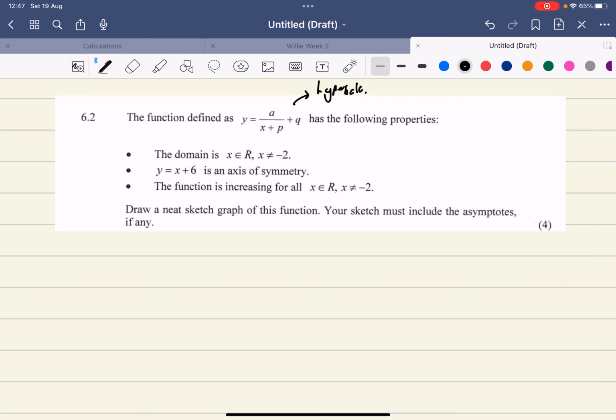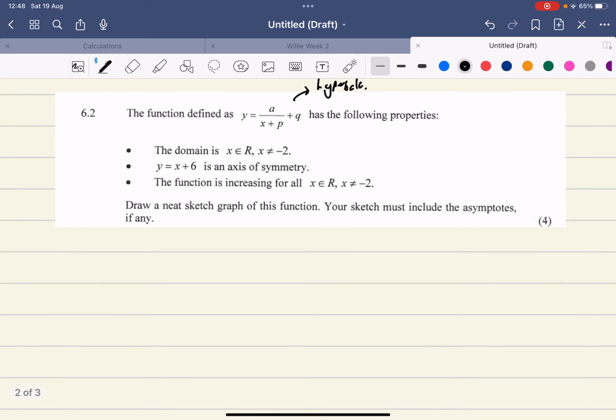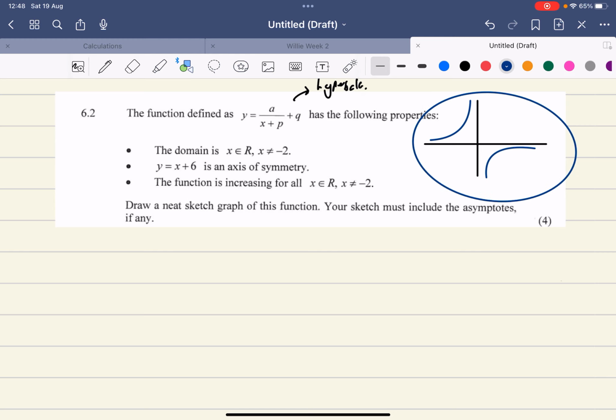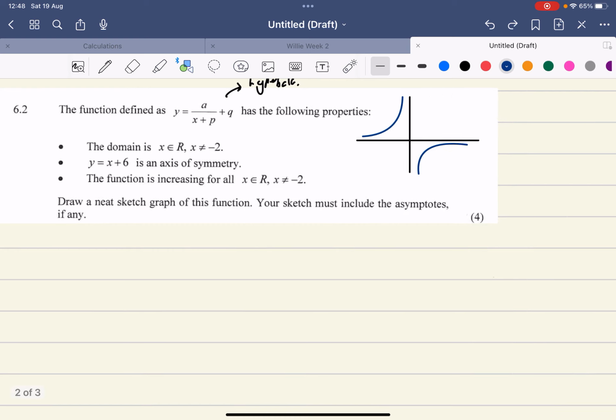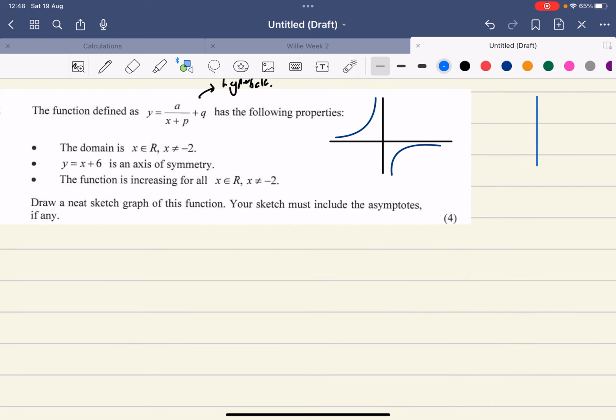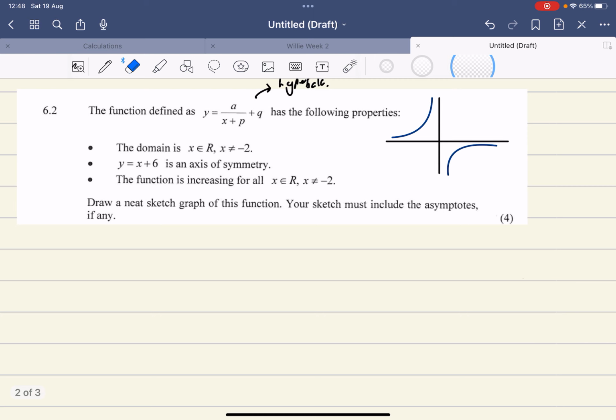So then they say draw a neat sketch of this graph. Okay, so what do we know about a hyperbola? Well, a hyperbola can either look like this, and this is an increasing hyperbola. Okay, so we already know that our hyperbola is going to look like this and not like a decreasing hyperbola. Just for interest, a decreasing hyperbola looks like this. Okay, so we already know it's an increasing hyperbola, and that's because of this criteria here.